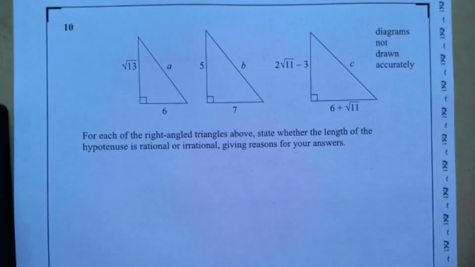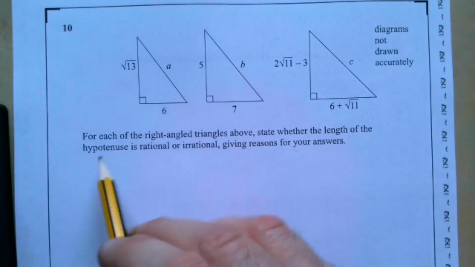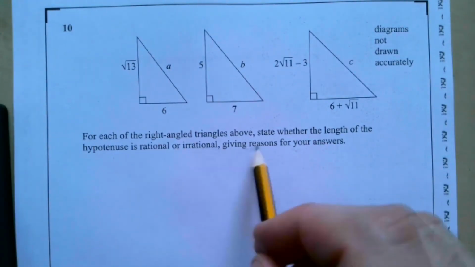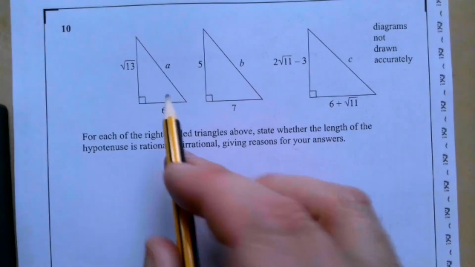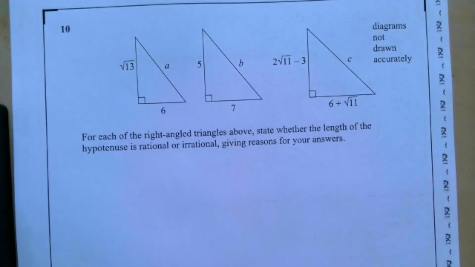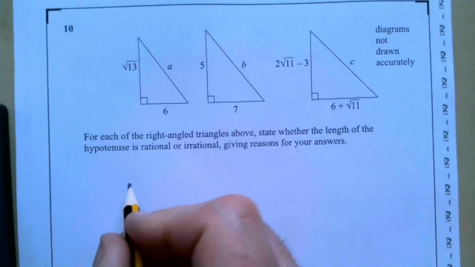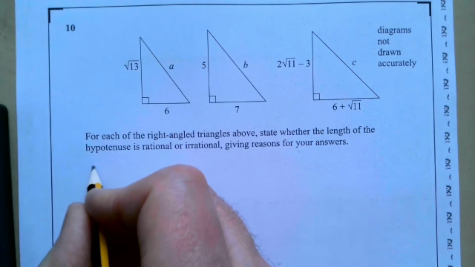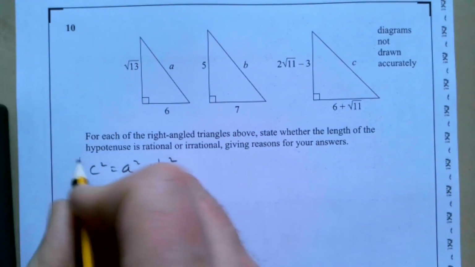Question 10. For each of the right angle triangles above, state whether the length of the hypotenuse is rational or irrational, giving reasons for your answers. So we need to use Pythagoras then for each of these. So let's see what this one gives us. We're going to have c squared equals a squared plus b squared. That's obviously our Pythagoras theorem.